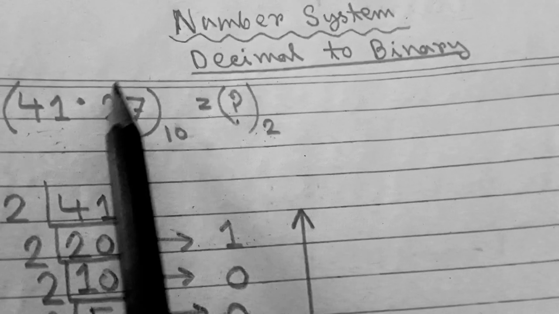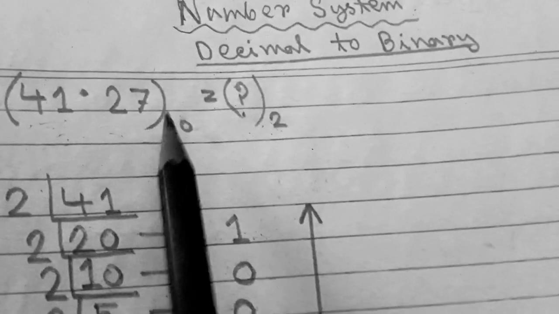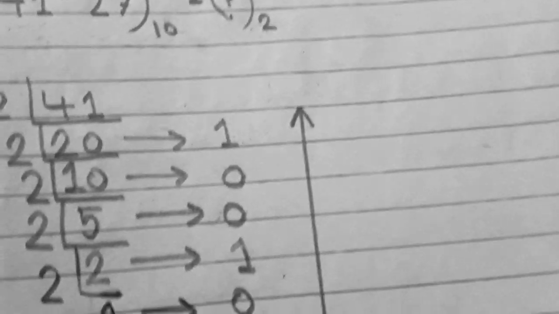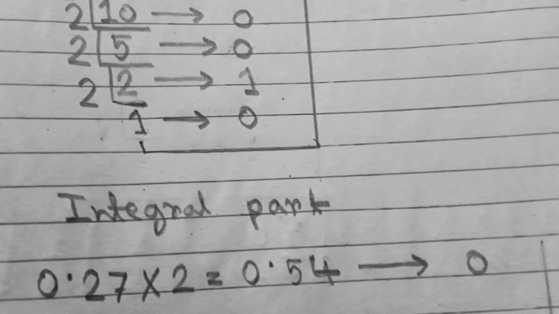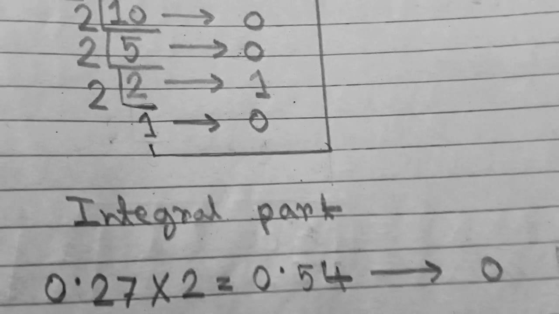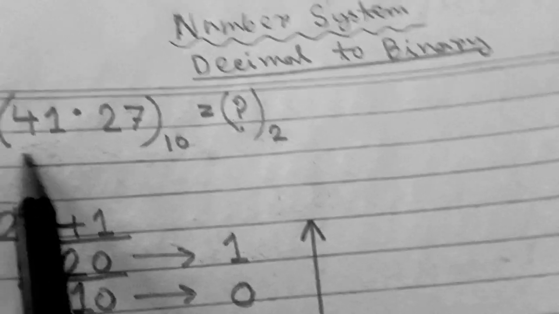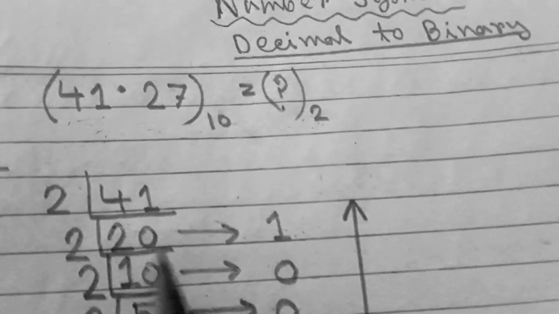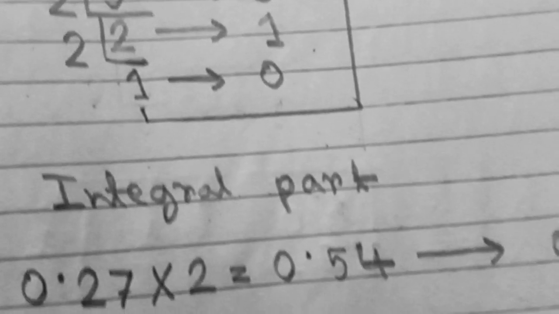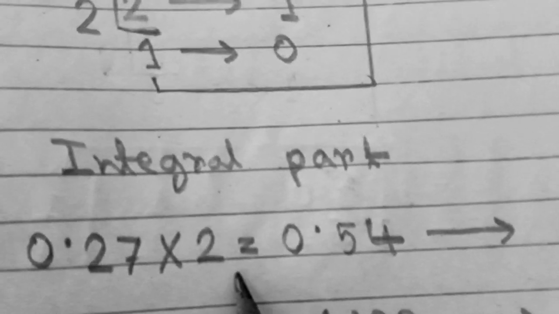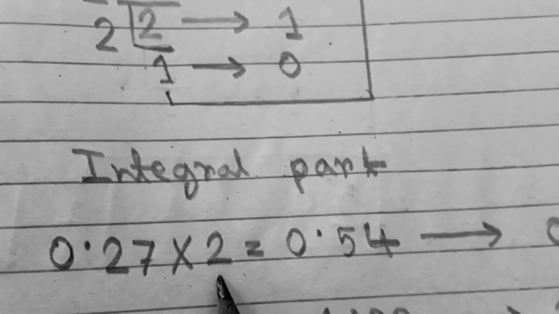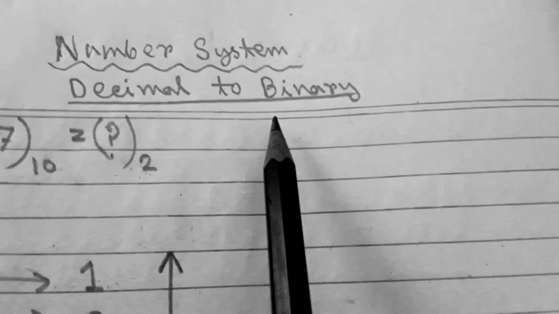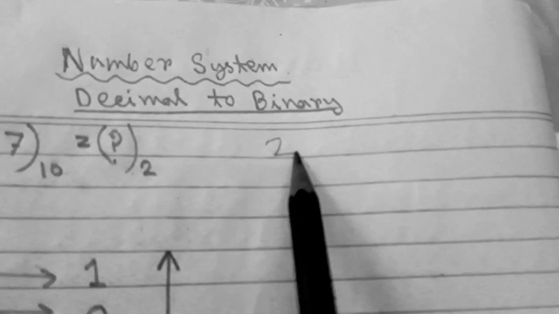Now the number is not only 41, it is 0.27 also. There is a fraction part. So what to do with this fraction part? Do it separately. This integral part is over. Now come to the fraction part 0.27. For the integral part you have to divide by 2. For the fraction part you have to multiply by 2. So here is a division and for the fraction it is a multiplication. The 2 is the same because we have to convert to binary and the base of the binary number system is 2.